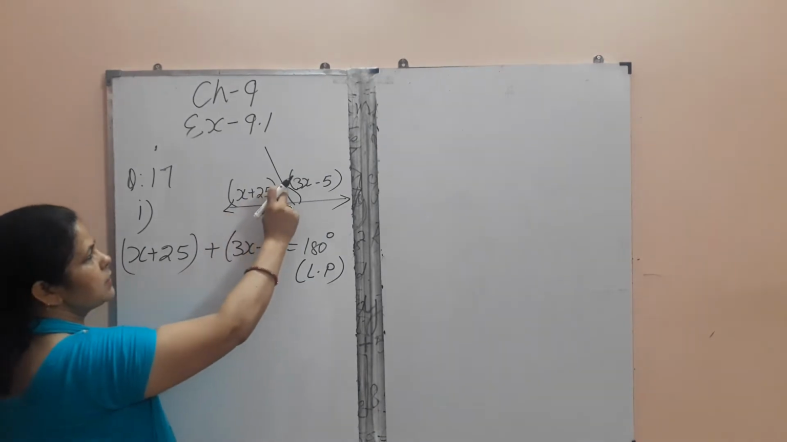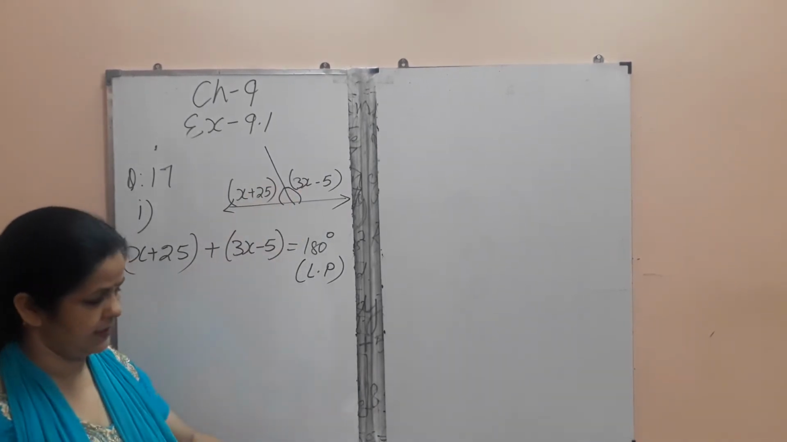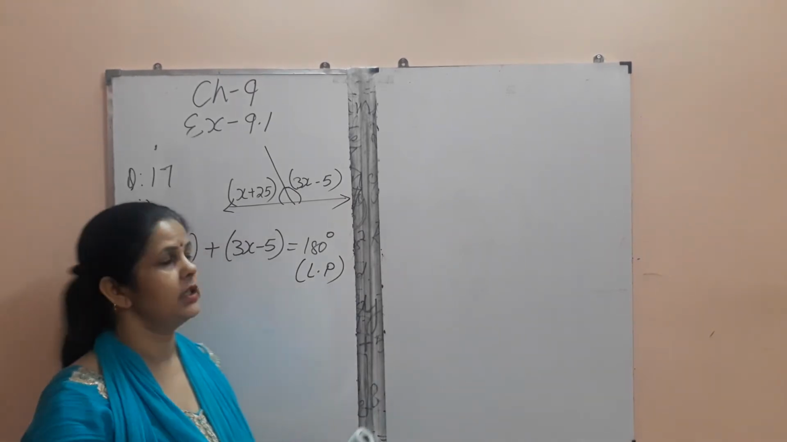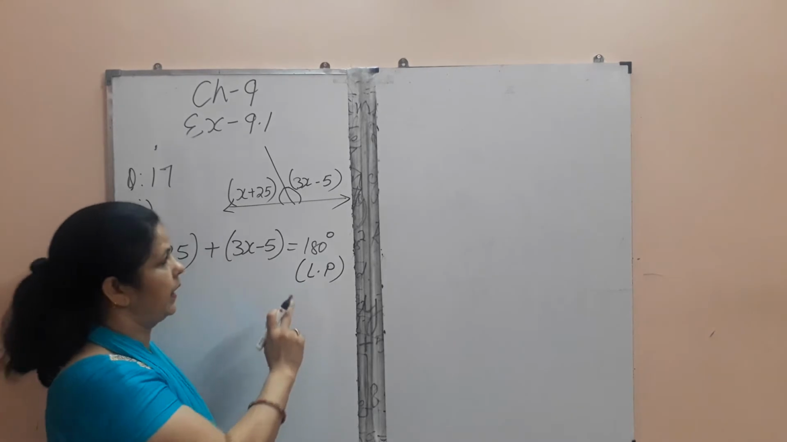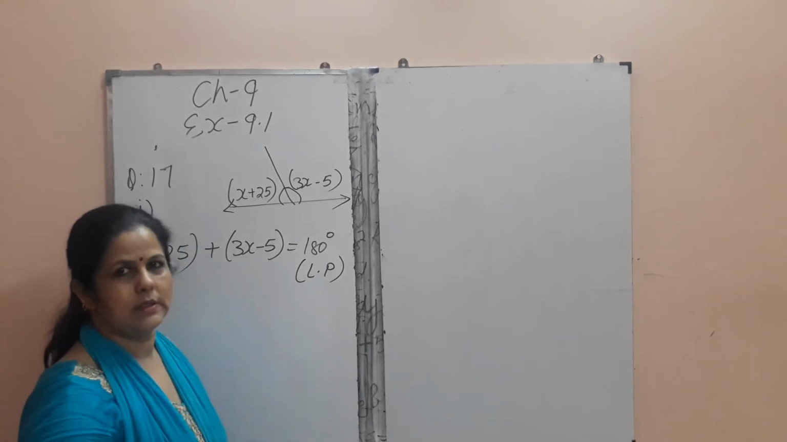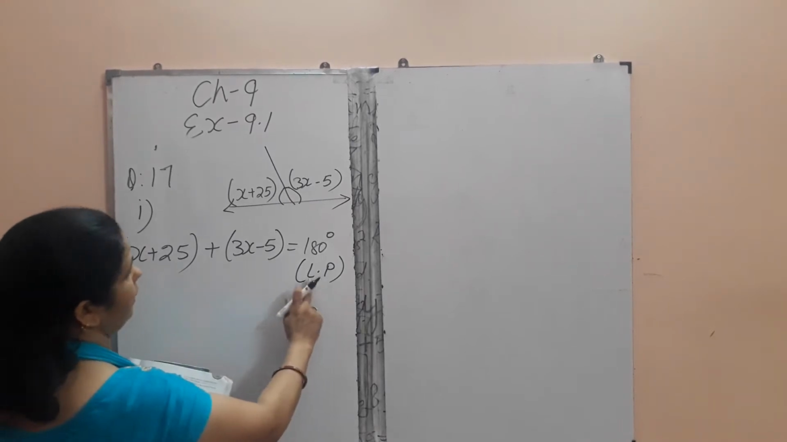Because two angles are there, so we can call them a linear pair. But if there are more than two angles, like in the second question where three angles are there, in that case we can't write linear pair here. We will write supplementary angles. Understand? Or you can write straight angle.